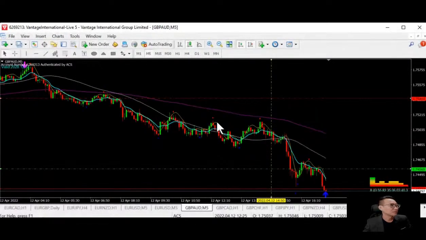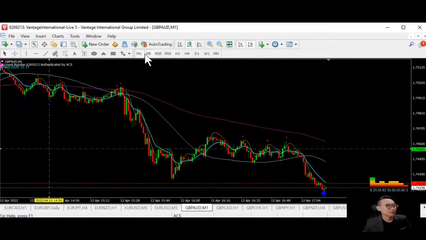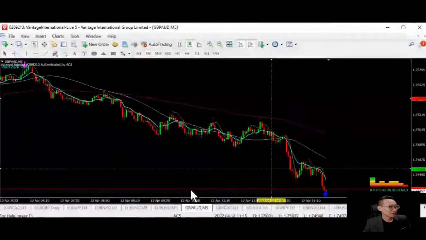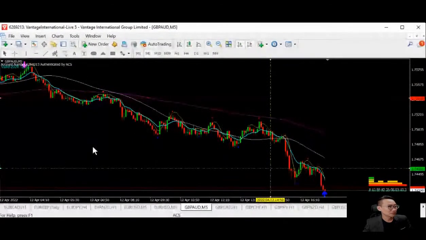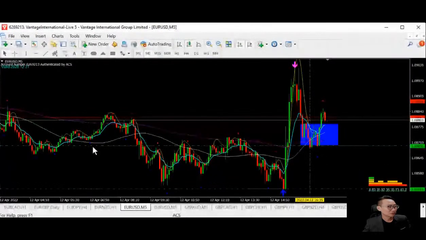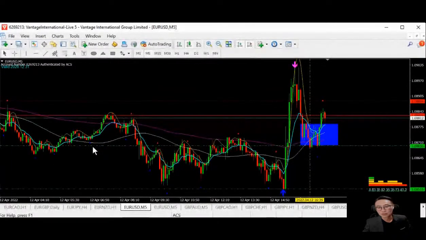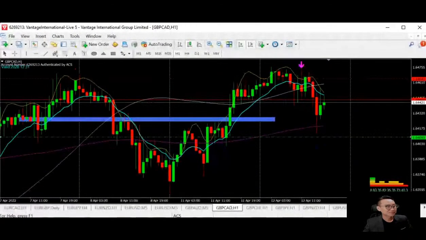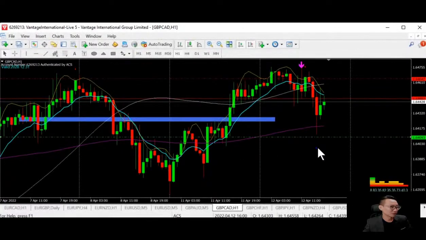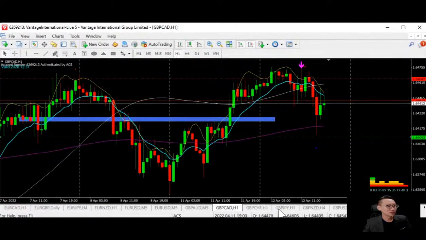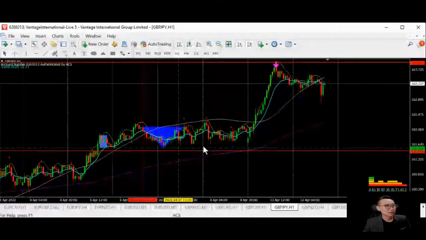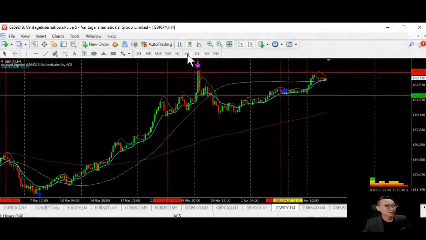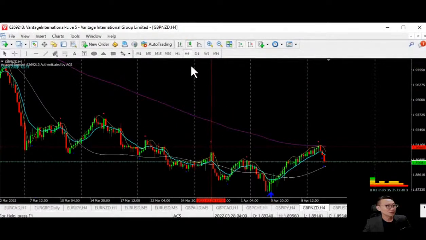Wow, another 20 pips, pound Aussie. So it looks good. M5 lower resistance. Which currency pair are you talking about? Euro dollar or pound Aussie? Okay, pound CAD, well, it's on the support now. Not much. Pound yen, not yet. Yen, nothing.